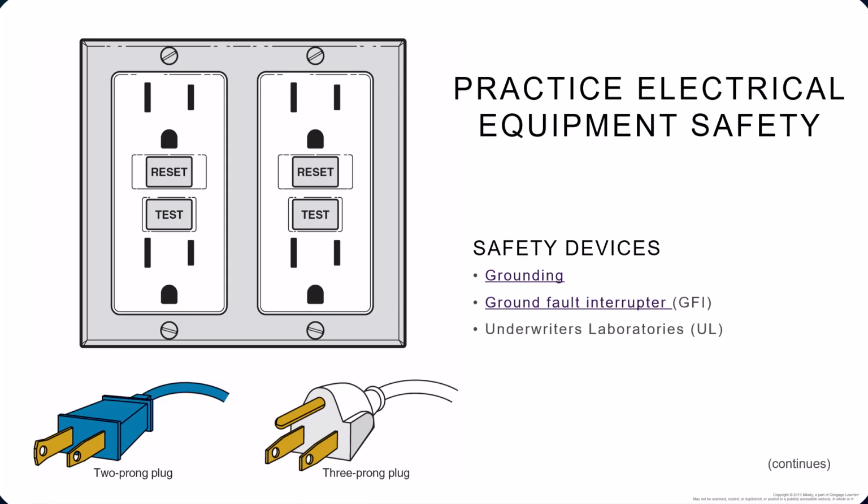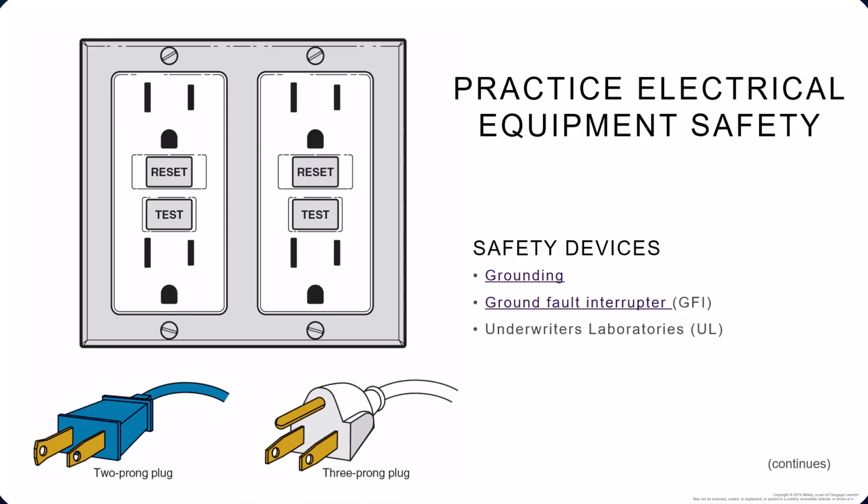A ground fault interrupter, or a GFI, is designed to protect from electrical shock by interrupting a household circuit when there is a leak in the circuit. These are required by the electrical code for receptacles in bathrooms, kitchens, and some outside receptacles, so anywhere where water is most likely to be.